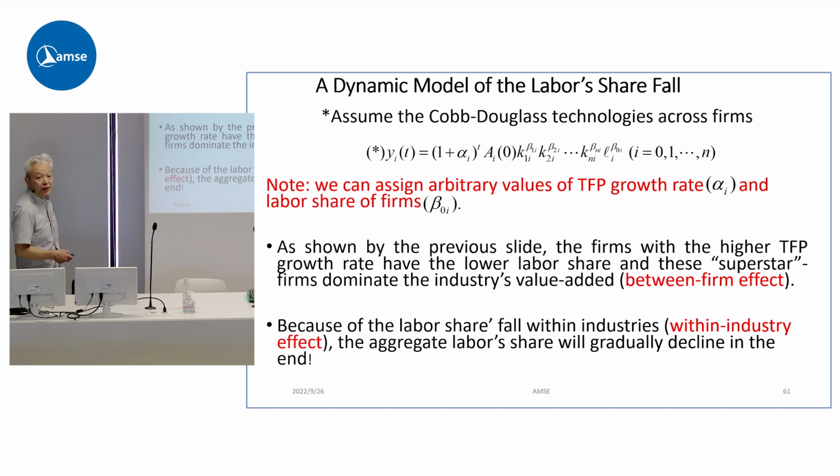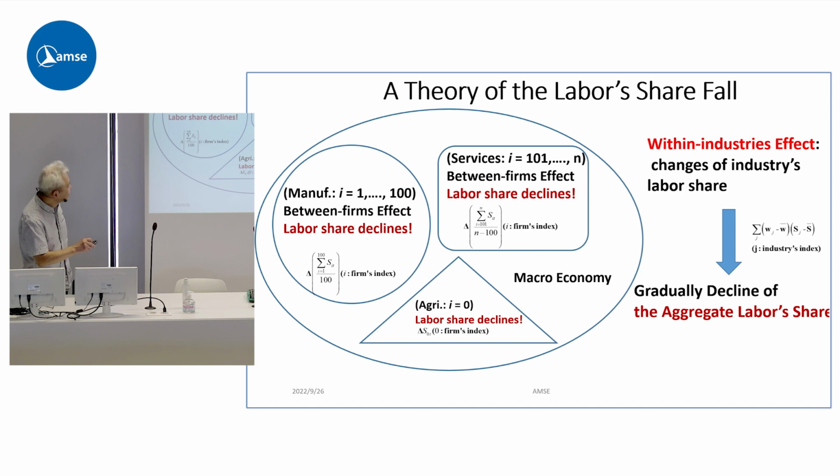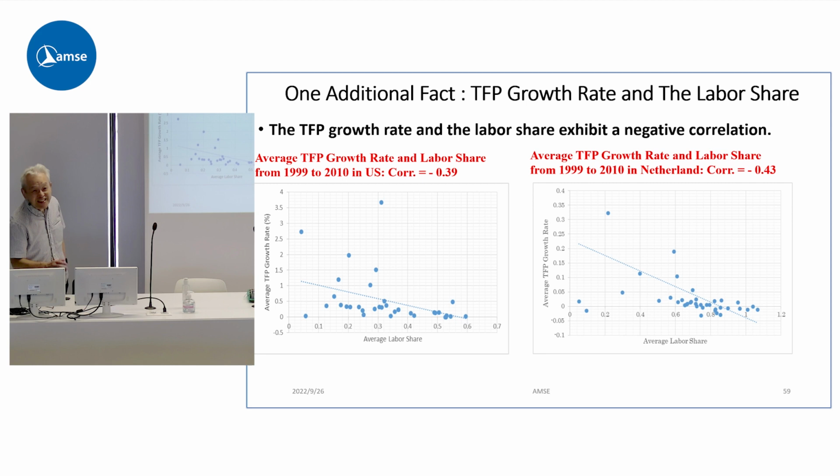Yeah, sure. The question: why do we see these negative correlations? Why would firms with a higher TFP growth also be the firms with the lower labor share? Do we know what's going on here? I have no idea, but that's what the data shows. Also, I think it's the process: higher TFP means that they are eliminating labor-using processes and using more capital-using processes. So it could be related to automation. Yeah, that's right. So that's what we should empirically study.